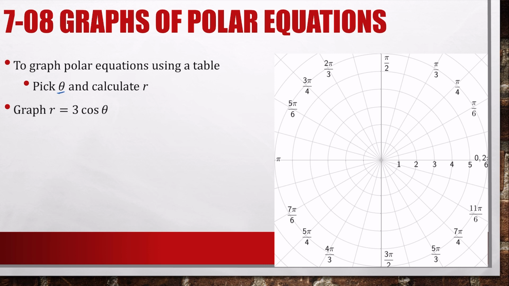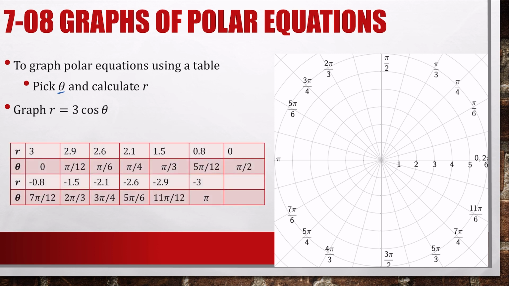So I put this in my calculator. You can change the calculator to polar mode. And then when you put it in, you can go to your table settings and you can have your step size. You can put in like pi over 12 because that is the typical spacing of the lines. And this is the table my calculator gave me.